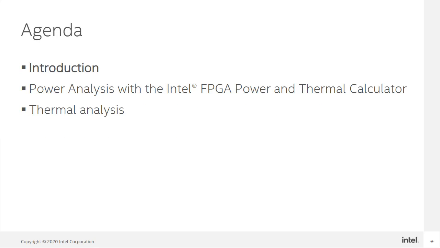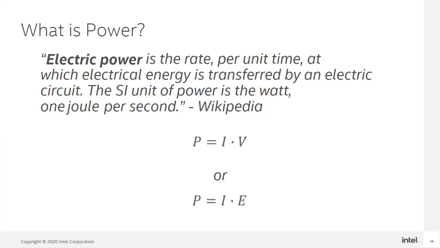Let's start with a look at power analysis in general with regard to FPGA designs. At a most basic level, what is power? Wikipedia provides a formal definition of power as the rate per unit time at which electrical energy is transferred by an electric circuit. The unit of power is the watt, which can be calculated at its most basic level as the current through a circuit multiplied by voltage, the electromotive force. All tools and analysis are based on this simple formula. Remember, power is as easy as pi.